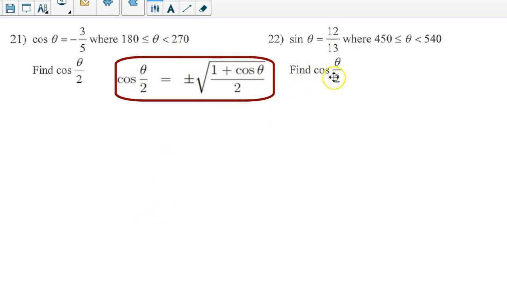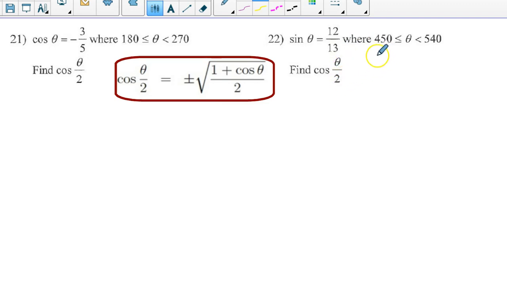But in the 22nd problem, they gave us the sine, and you are looking for cosine theta over 2, and in the formula I don't see a sine. So making use of this value, sine theta is equal to 12/13, I have to find cosine, and then we have to proceed. Okay, so I'll do this 22nd problem for you, and the 21st you can do by yourself very easily. Direct substitution. Alright, now we are looking for this angle cosine theta over 2.